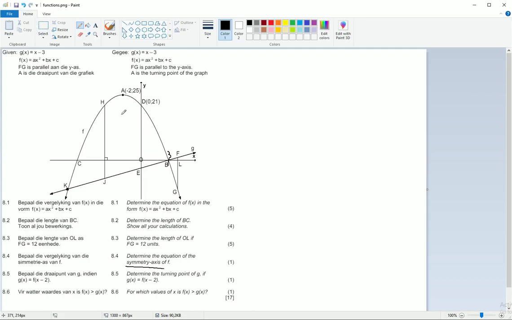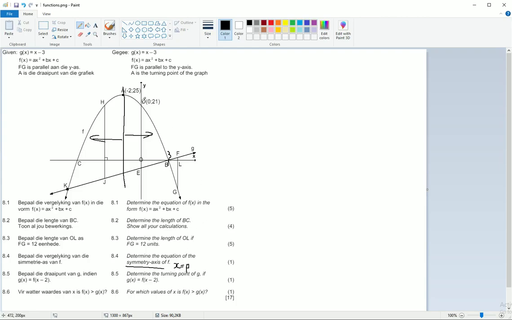Axis of symmetry is the line where one part of the graph looks the same as the other. So this is the axis of symmetry. Axis of symmetry has an equation. So what's the equation of this line? The equation of that line is x equals. Okay, so axis of symmetry is always x equals something, and if you have it in turning point form, then your axis of symmetry will always equal x equals p.